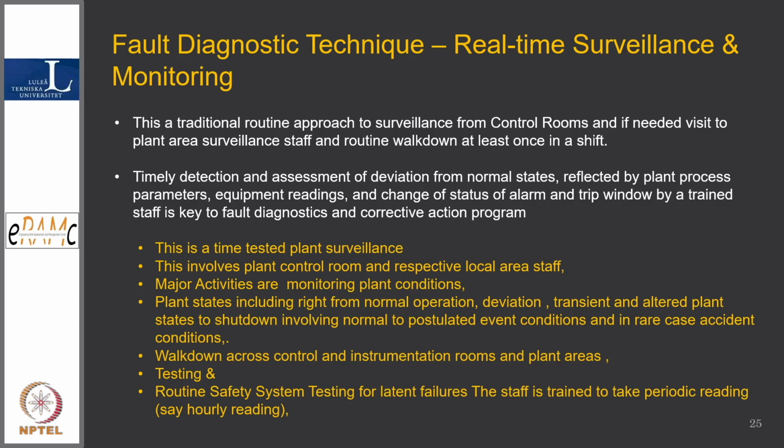Now, timely detection and assessment of any deviation. So, this is the objective function of surveillance and test, and surveillance and monitoring. Monitoring is simply keeping a watch on the parameters and steady state readings that we are seeing, and we have a mental model of what the reading on the instrument should be when the plant is operating, when the plant is shut down, or in any other state. So, those templates should match our mental mapping. So, this is a time tested plant surveillance.